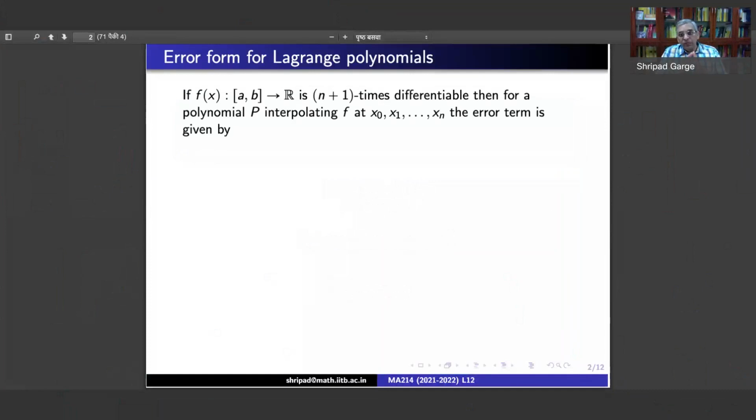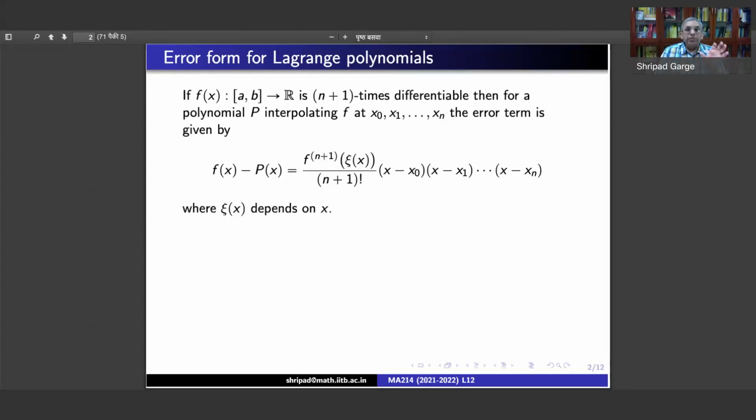Then whenever you choose these n plus 1 distinct nodes, these are distinct points, elements of the interval [a, b], x0, x1, x2 up to xn, and you have a polynomial p interpolating your given function at these points, then the error term is given by this particular formula. And I told you in our last lecture itself that this formula is very much similar to the Taylor polynomial's error term, where all the x0, x1, x2, xn are the same point, and so you will have (x minus x0) power n plus 1. That's what you are going to have.